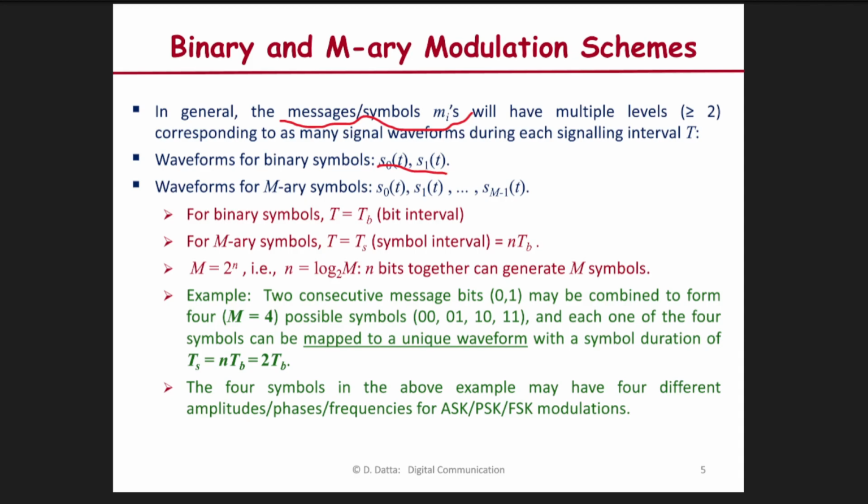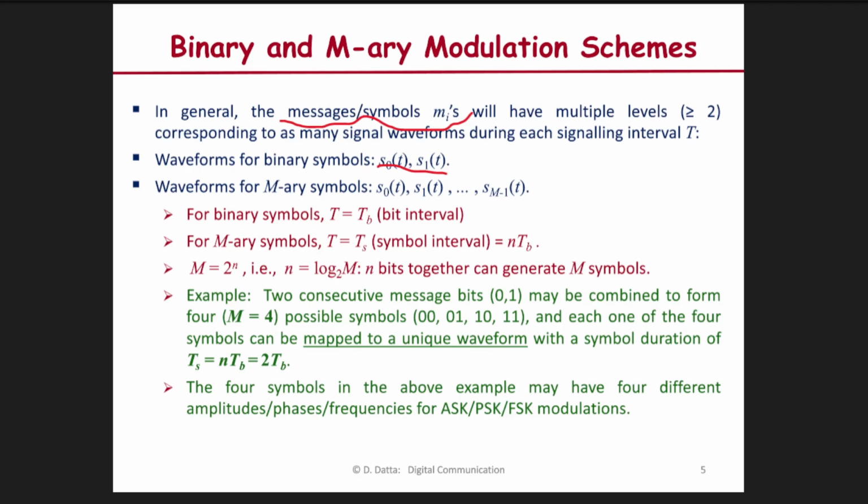But for M-ary symbols, the symbol interval is Ts, and that Ts is bigger than Tb. As I told you earlier, fundamentally everything is binary, and you are going to convert it into M-ary. So what you do is take 2 bits into a symbol. A symbol will comprise two successive bits, and therefore it can have 4 possible values: 00, 01, 10, 11. Then n will be 2, and the symbol interval will be Ts equal to 2Tb.